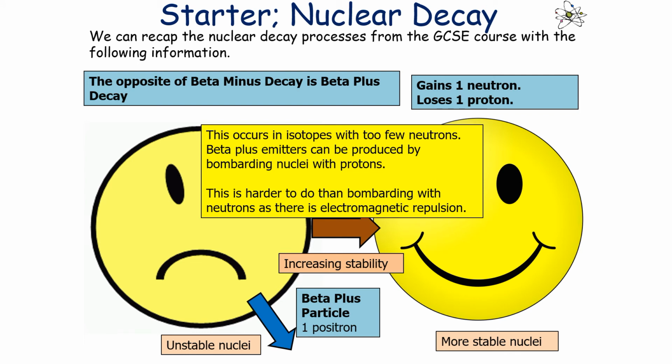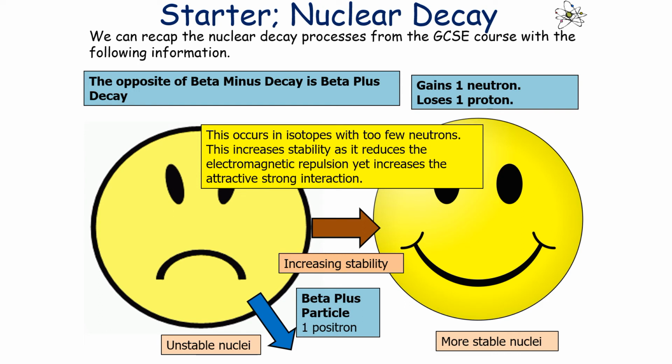So beta plus emitters can be produced by bombarding nuclei with protons, which is actually a bit harder to do than bombarding with neutrons, as there'll also be the effect of electromagnetic repulsion. Now, this increases stability as it reduces the electromagnetic repulsion because you've lost a proton, yet increases the attractive strong interaction.